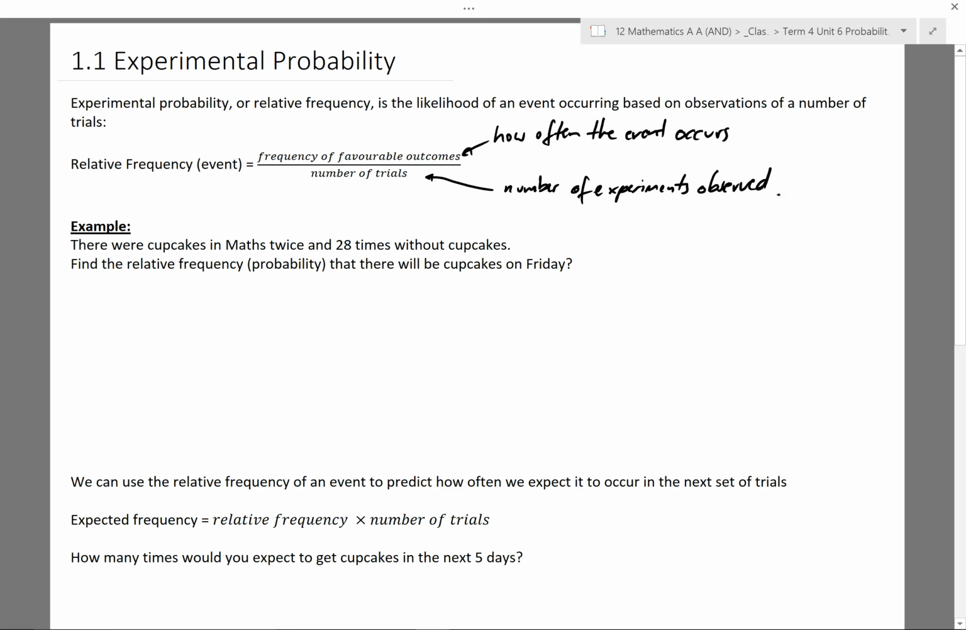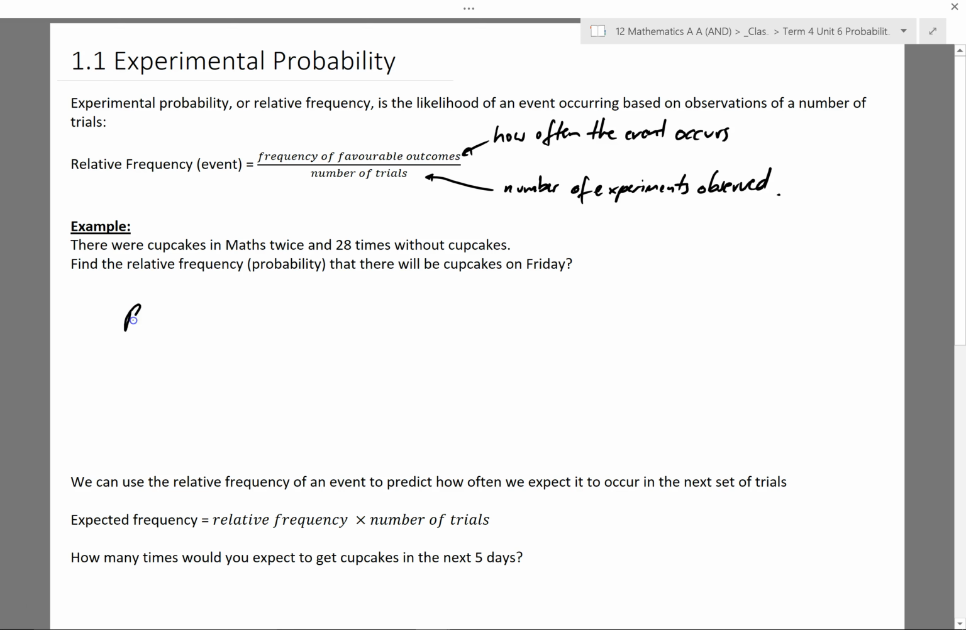So as a simple example, we'll get some facts that there were cupcakes in maths twice and 28 times without cupcakes. I'm not sure which math class they're talking about. I don't think we've ever had cupcakes. Find the relative frequency that there will be cupcakes on Friday.